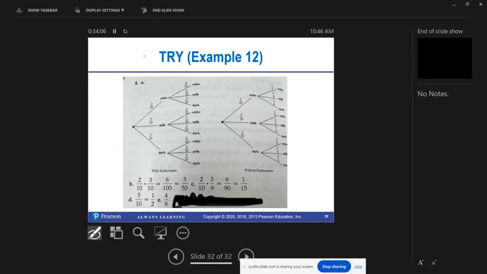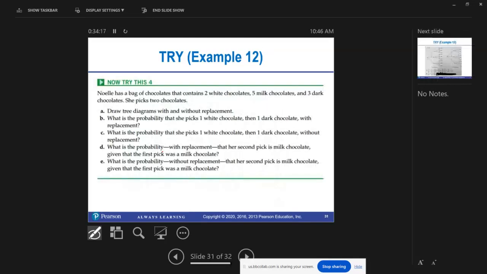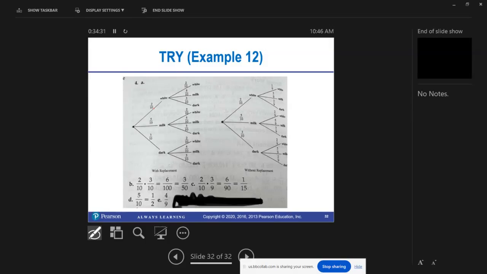Okay, so here is what your tree diagram would look like with replacement and without replacement. Your options were white, milk, and dark, and when I add up 2, 5, that gives me 7, plus 3 is 10. So there's 10 pieces of chocolate here. That's why these probabilities are out of 10. There were 2 whites, so that's 2/10. There are 5 milks, so that's 5 out of 10. And there were 3 darks, that's 3 out of 10. You're replacing, so in the second draw, these are still all out of 10.